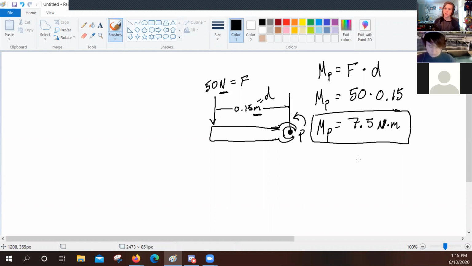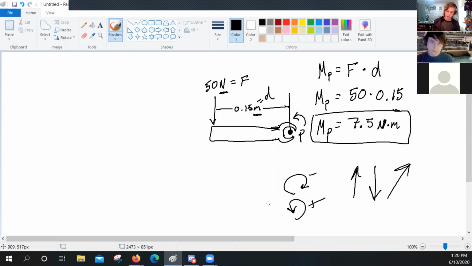However, similarly to vectors, moments also have direction, but their direction is not up, down, or at an angle. It's either clockwise or counterclockwise. What we usually say, though you can choose this, is that counterclockwise is plus and clockwise is negative. I don't really know why. It's just kind of how it is. And you'll sometimes see these notated as CC or CW. So this is clockwise, and this is counterclockwise.